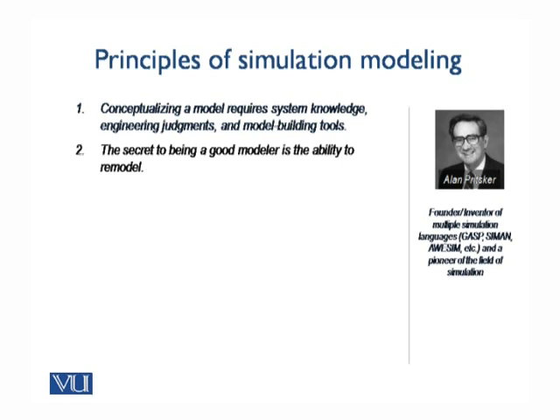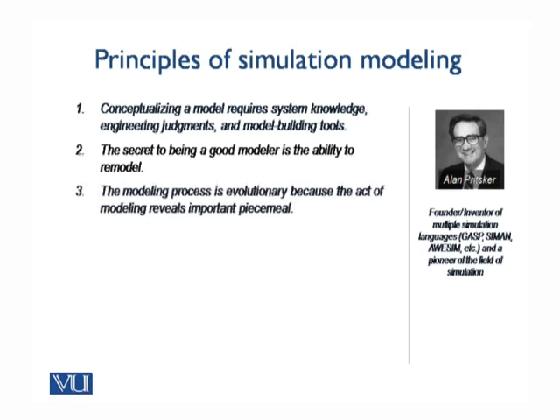So the reason for that is offered in the third advice, which is that the modeling process is evolutionary because the act of modeling reveals information, important information, piecemeal in a manner that is one at a time. And because of that, when you have more information, you know more about the system. And then you can remodel your system. You can calibrate it to improve it.